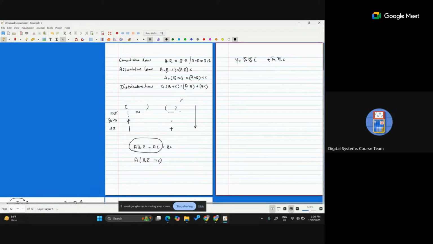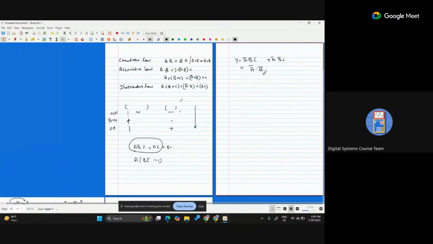So what does it use? Basically, you can take A bar B bar as common. So finally, the answer is A bar B bar times (C bar plus C), and C bar plus C is equal to 1. Final answer: A bar B bar.